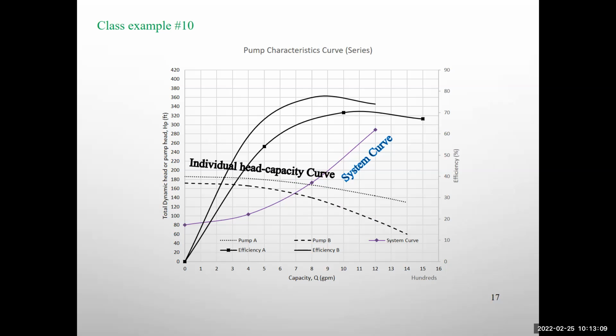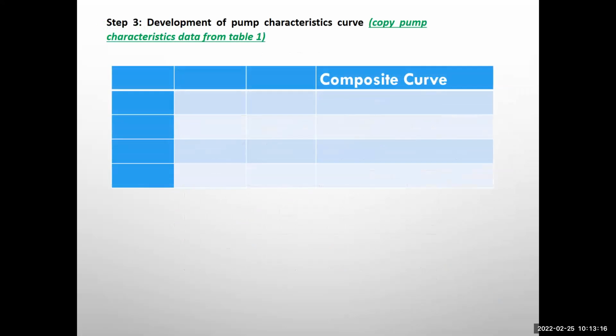So everyone, are you done with system curve plotting? Okay, then I can move forward. Okay, so the next one, development of pump characteristics curve. And these pumps are connected in series. So remind me again, should we add heads together or the capacity together? We should add the heads together. So series connection.